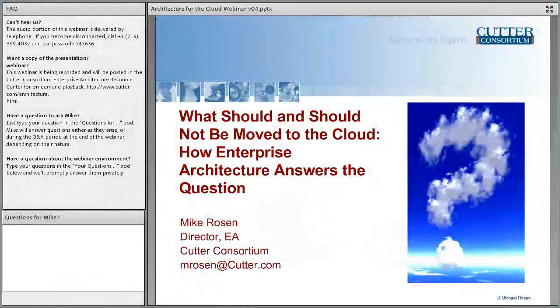In today's Cutter Consortium webinar, Mike Rosen will present an overall enterprise architecture that incorporates the many different perspectives of the cloud, addresses the range of issues, and describes a framework to govern what can be moved to the cloud, what should not be moved, what IT should do proactively, what the business can do on its own, and what it must coordinate with IT.